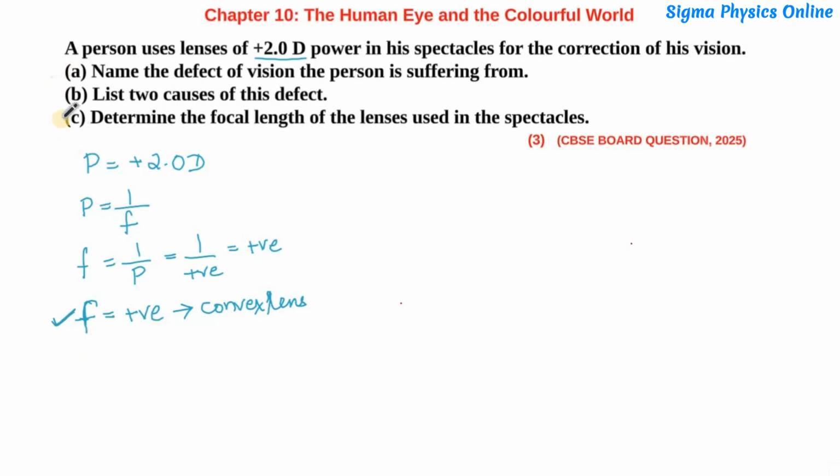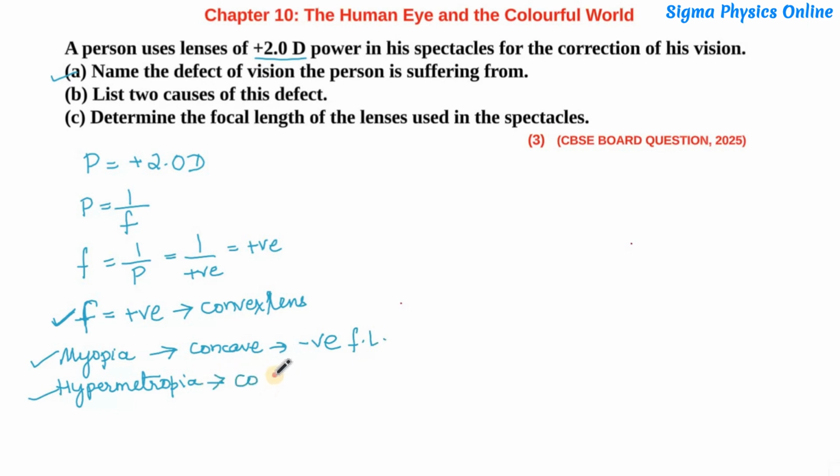Now the first question is, name the defect of vision the person is suffering from. There are mainly two types of defects of vision. One is myopia, the other is hypermetropia. Myopia can be treated using a concave lens, which has negative focal length, but hypermetropia can be treated using a convex lens, which has a positive focal length. Hence, since the power of the lens given in the question is positive, the defect of vision which the person is suffering from is hypermetropia, which can be corrected using a convex lens of suitable focal length.